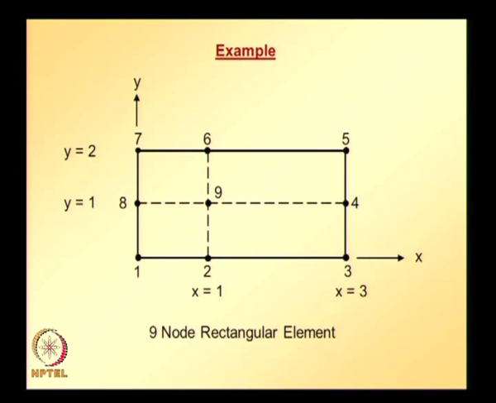So, now let us take an example. Here a 9 node element is shown, the x y axes are also shown, and from the information that is given, we can easily figure out the x y coordinates of each of the nodes. Once we have that information, we can plug it into the explicit expressions for shape functions that we obtained using the Lagrange interpolation formula to get the shape function expressions.